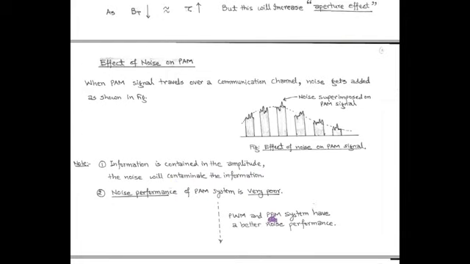So we go for other pulse modulation techniques which have better performance, and these are PWM, that is pulse width modulation, and PPM, that is pulse position modulation.